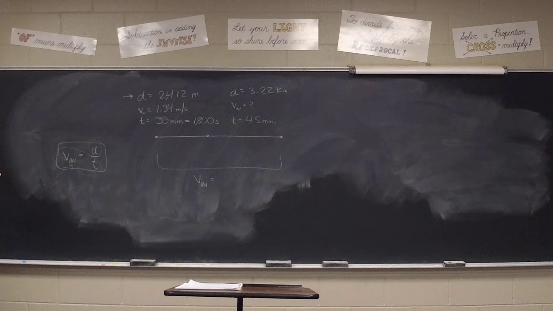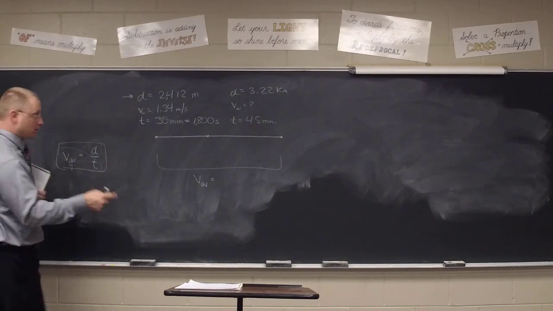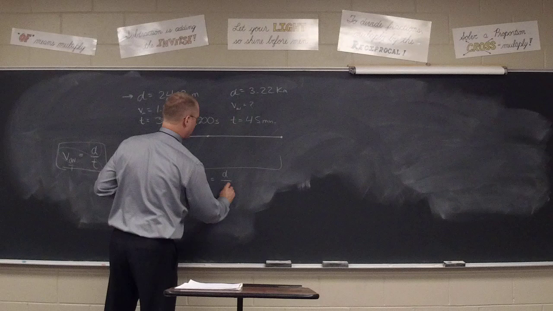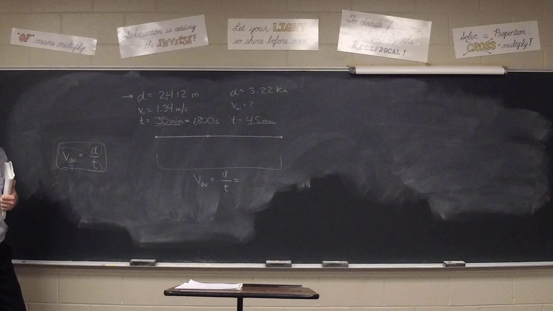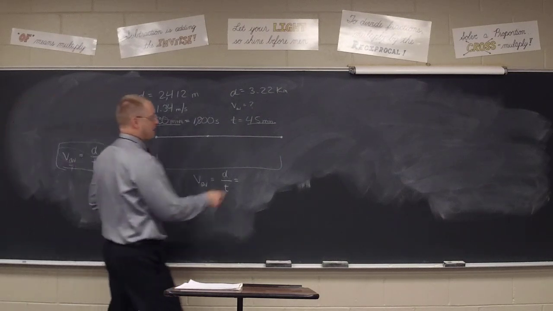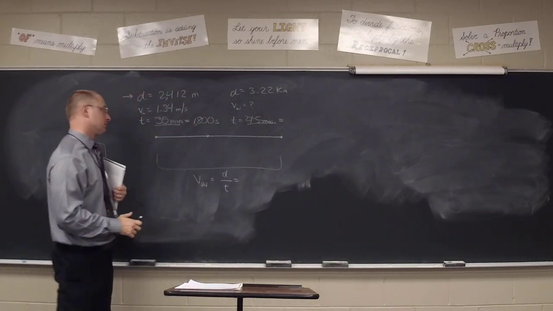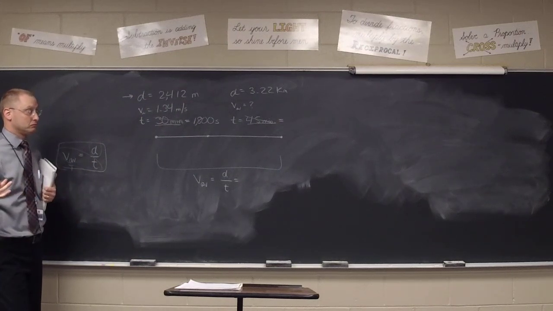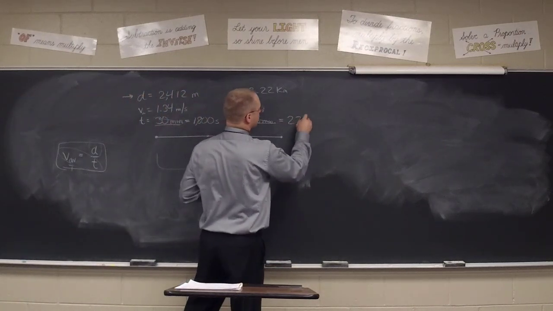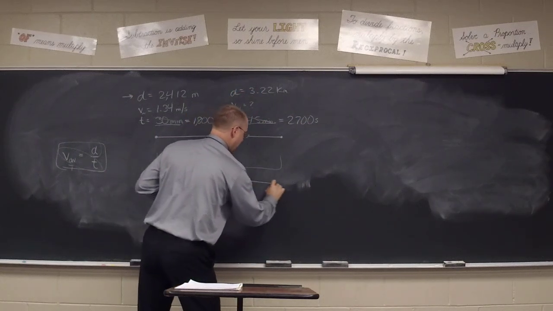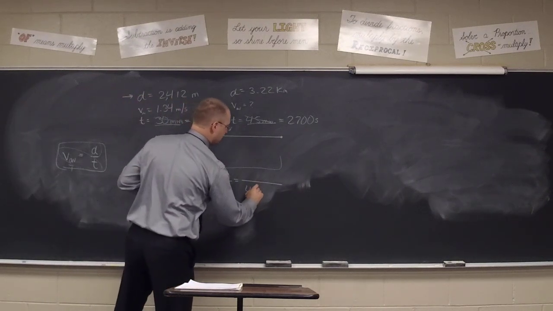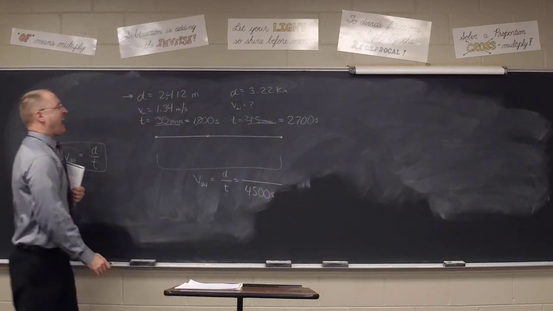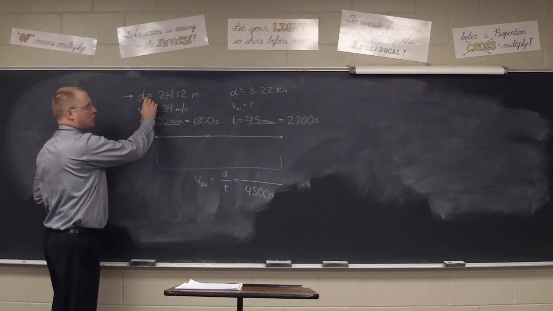And to find average velocity, class, I need two things. The total displacement over the total time. Well, the total time is 75 minutes, but that doesn't really help me, does it? No. 45 minutes becomes what, anyone? 2,700 seconds. So the total time traveled walking the first part of the walk and the second part of the walk, class, comes to 4,500 seconds spent traveling.